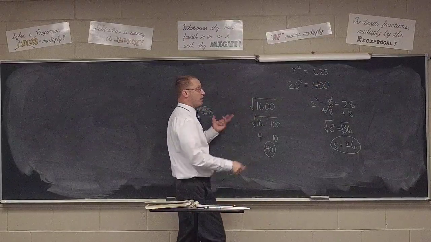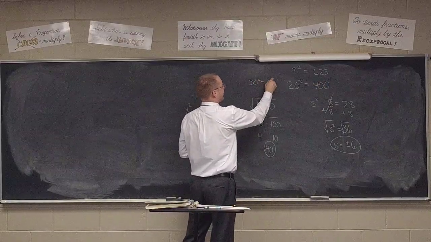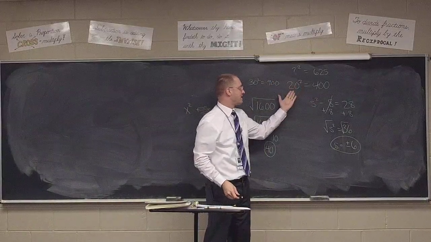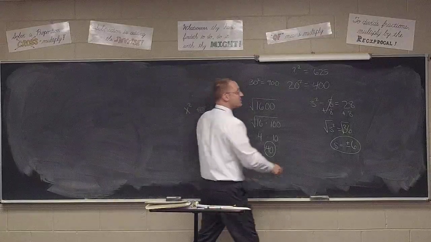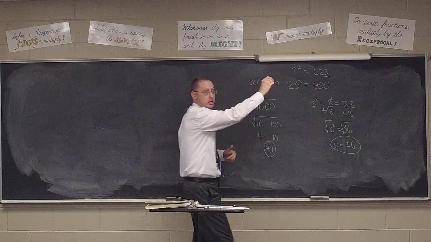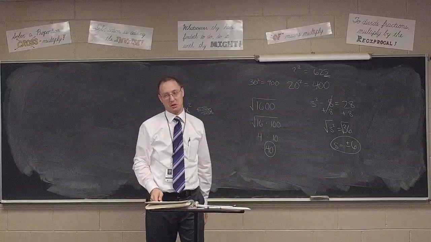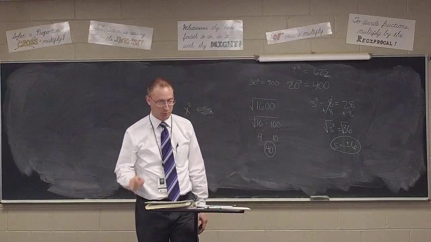So what I might try is, well, what about 30 squared? But you figure out that's 900. Okay, that's way too big, right? So it's somewhere between 20 and 30. And it ends in a 5. Well, it's got to be 25. So there we go.